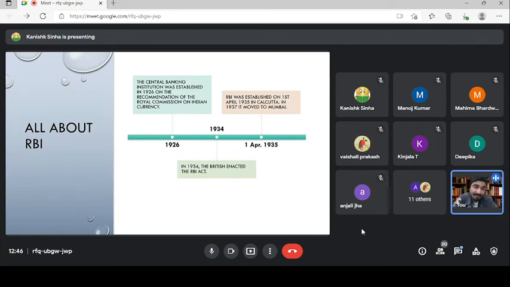1934, what happened? The British enacted the RBI Act. The Reserve Bank of India Act was established in 1934, and finally on 1st April 1935, guys, RBI was established at Calcutta, and then in 1937, finally the headquarters of RBI moved to Mumbai. So you can understand it completely. Very important history. 1926, the central banking institution established on the recommendation of the Royal Commission on Indian Currency. 1934, the British enacted the Reserve Bank of India Act, and then on 1st April 1935, guys, these two things don't get confused. When people ask when was RBI established, it is 1st April 1935. The Act is 1934, guys.